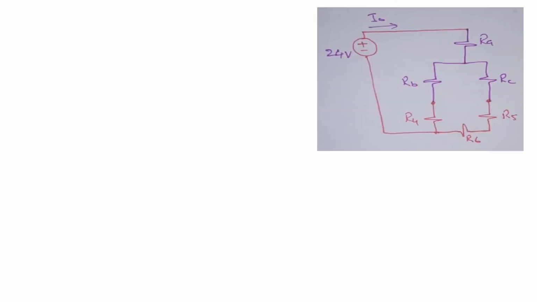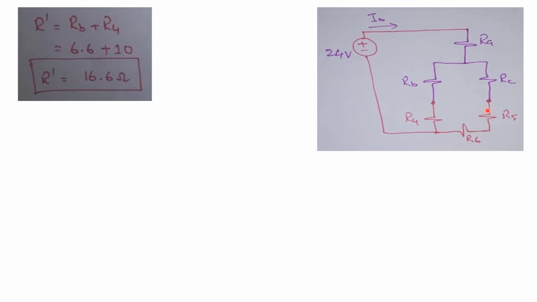Now the circuit looks like that. This is RA, this is basically a Y network, RB and RC. Now from the figure you will see that this RB and R4 are in series, this RC and R5 are also in series. Now we solve this RB and R4 and RC and R5 with each other.